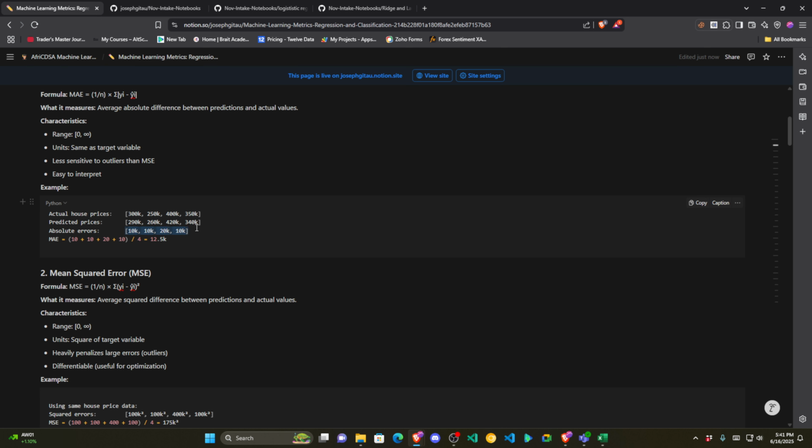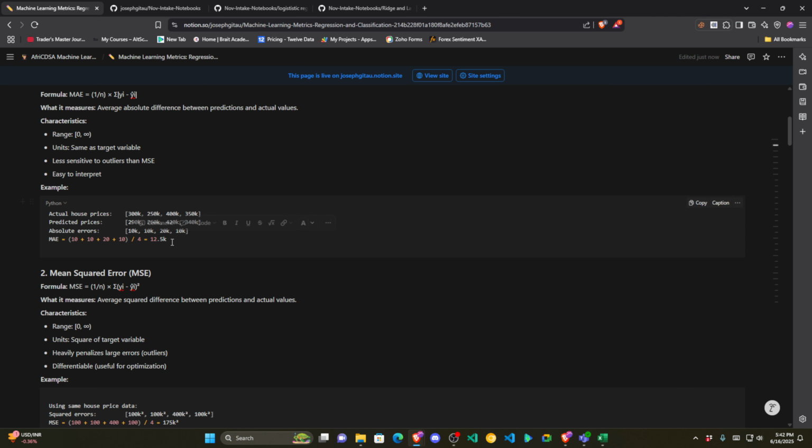So they can never be negative. What we do next after we've obtained the absolute errors is we add them all together and divide by the total number of samples that we have. In this case, our model gave us a mean absolute error of 12.5k. So this is our mean absolute error.